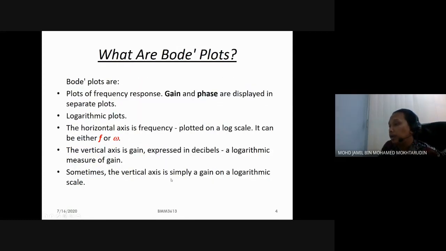And in Bode plot, you have gain and phase. The unique thing about Bode plot is that you display gain and phase in two separate plots, and both of the plots are logarithmic. So the horizontal axis, or x-axis, will be a log scale of the frequency. And the vertical axis can be either the gain, which is expressed in decibel, or the phase. Okay, later we will see an example.